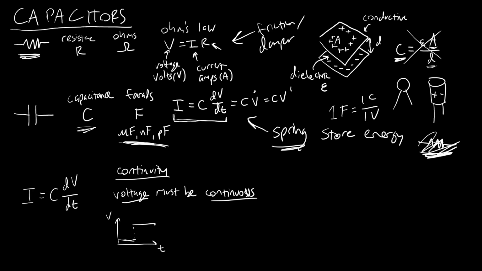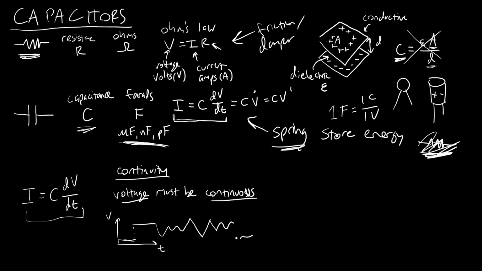So if you are looking at voltage versus time for a capacitor, you cannot have a discrete jump in voltage. That voltage must be continuous. The derivative of voltage does not need to be continuous. So again, thinking of calculus, you can have kinks in the voltage, but you cannot have jumps. And that actually arises from basically conservation of energy.